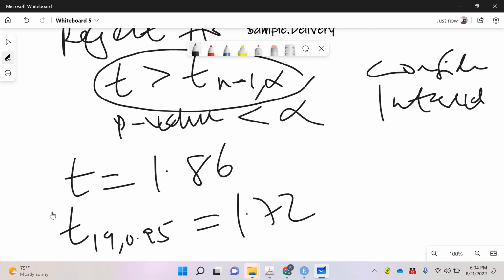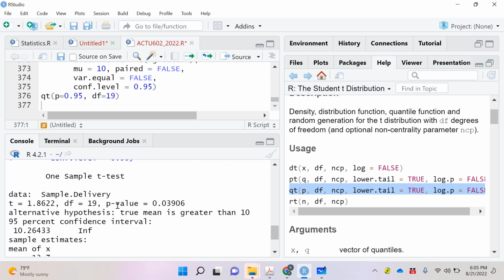Since the T that I computed from my sample is greater than the T that I read from tables, I will reject the null hypothesis. What it means is that they are really underestimating the delivery time. Is that okay? So that's how you use the T, but it means that you have to go and read the table. There are other better ways of doing it, using the p-value.